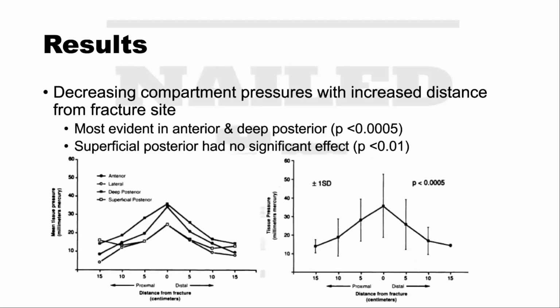Diving into the results a little bit, they were able to find that there were declining pressures with increasing distance from the site of the fracture. So the site of the fracture, or the site of injury, was the site of the highest pressure within whichever compartment of the leg they were measuring at that time. The most significant effect was seen in the anterior and the deep posterior compartments, whereas the superficial posterior compartment really didn't have any significant effect, since it's a relatively large compartment and there's a lack of proximal fascial enclosure.